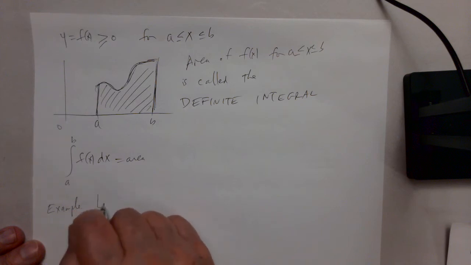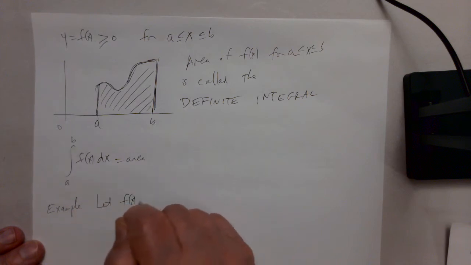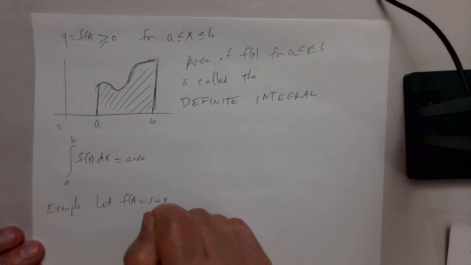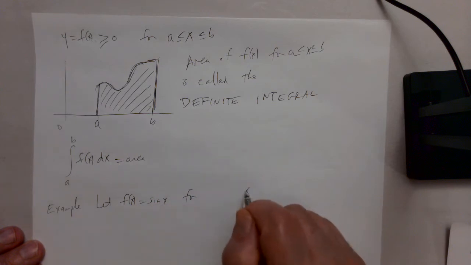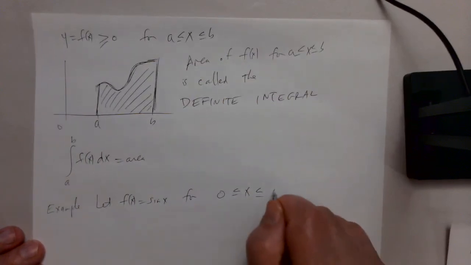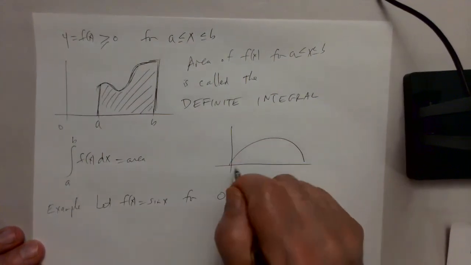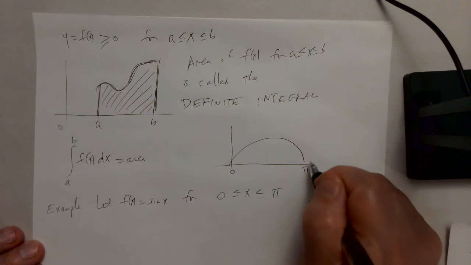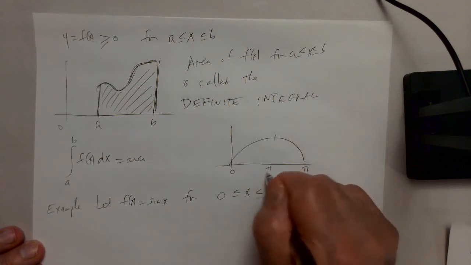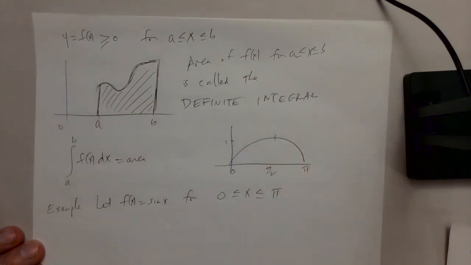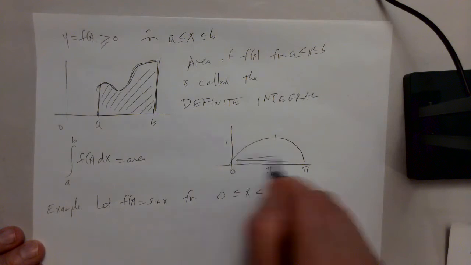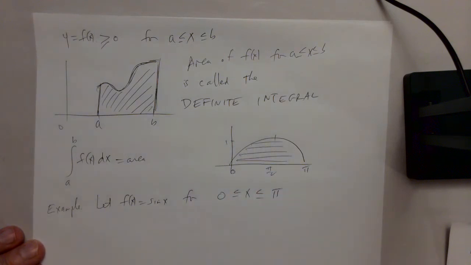if we let f of x equal the sine of x for x between 0 and pi, it looks like that. 0, pi, and at pi over 2, it has a maximum value of 1. And let's say we want to find the area under that curve.